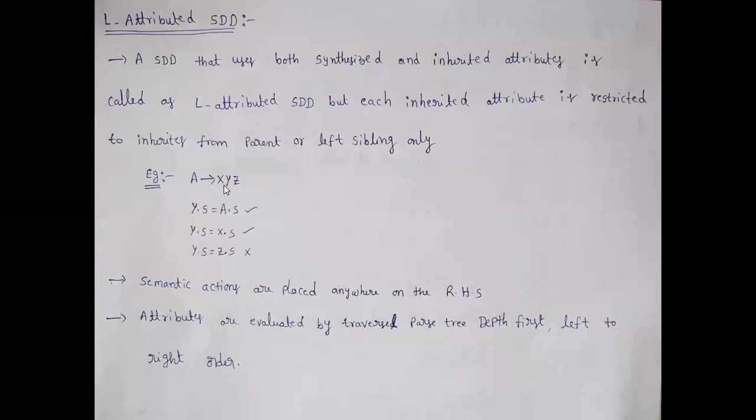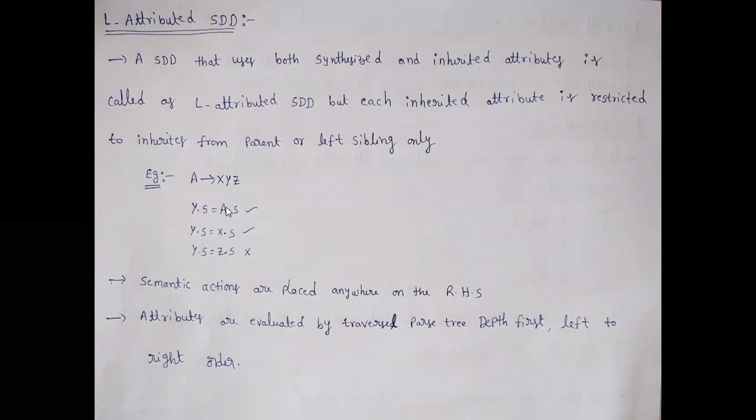So we are using Y. So A is the parent and X, Y, Z are the children of A, and X, Y, Z are said to be siblings. Then Y.S, so we are using synthesized attributes. So Y.S is equal to A.S.